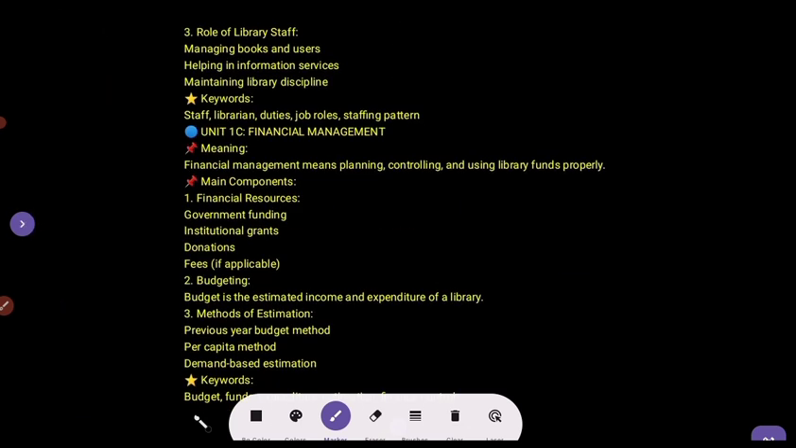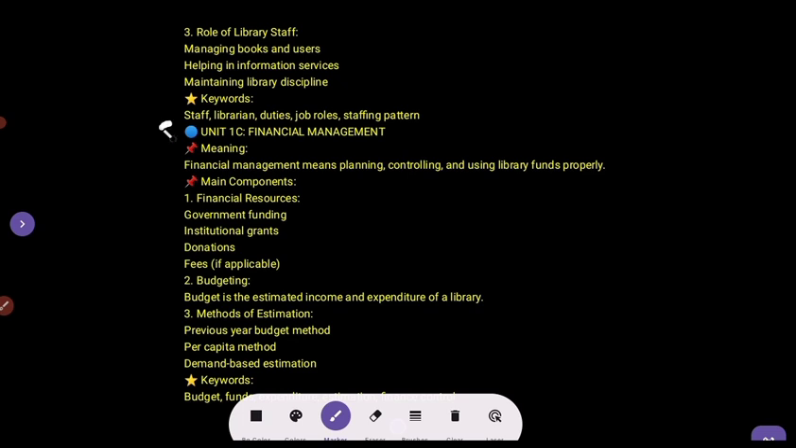Now what is the role of library staff? The library staff's role is managing books and users, helping with information services, and also maintaining library discipline. The keywords in this unit are staff, librarian, duties, job roles, staffing pattern, job analysis, job evaluation. This is an important part of this particular unit.